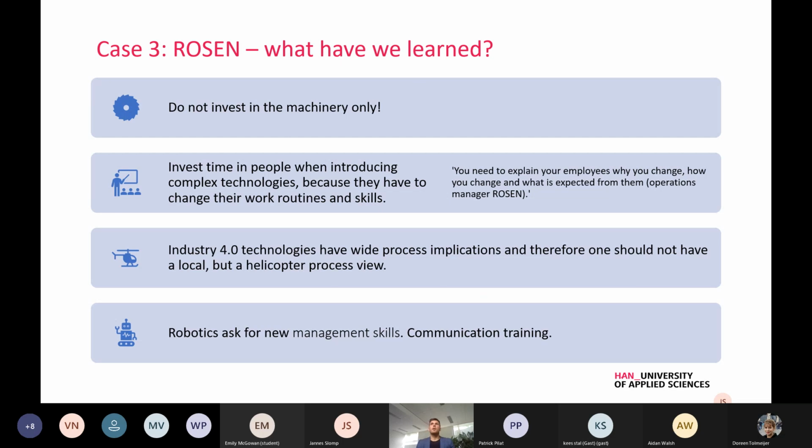So what have we learned from this case is that you should not invest in the machinery only. Also invest a lot of time in introducing these new complex technologies, because the operational routines and also continuous improvement routines, both on the patterning and the enacting aspect, are changing. And as the manager stated, you need to explain to your employees why you change, how you change, and what is expected from them. So he mentioned that when you invest in these new technologies, prepare them well and be aware that the continuous improvement skills and the operational skills are very different, and that you should invest in it.